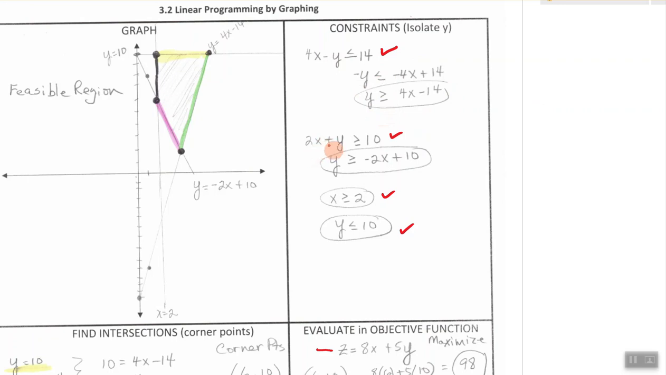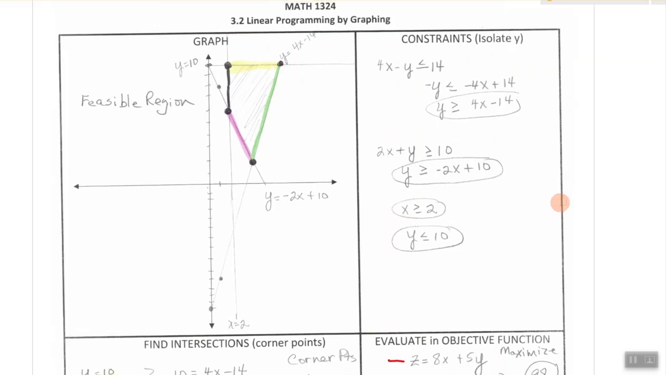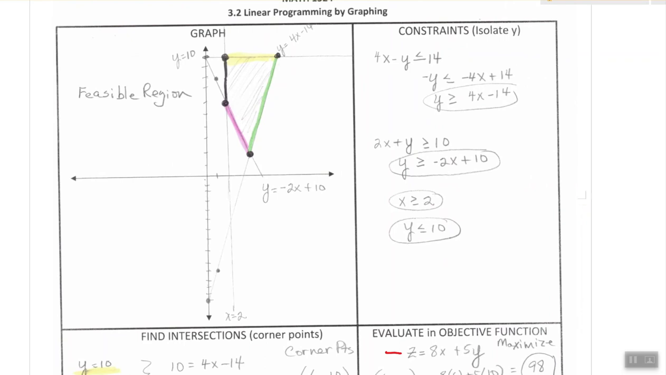Okay, then I had 2x plus y is greater than or equal to 10. I subtracted the 2x. That was all I had to do with that one. These two are in fine form. So now I have 4 things that I could graph, these 4 circles. So I'm going to come over to the graph, and I'm going to graph those lines.